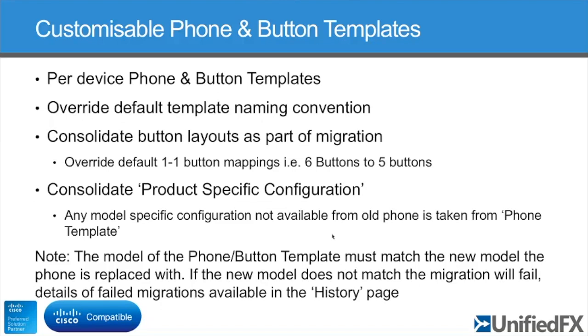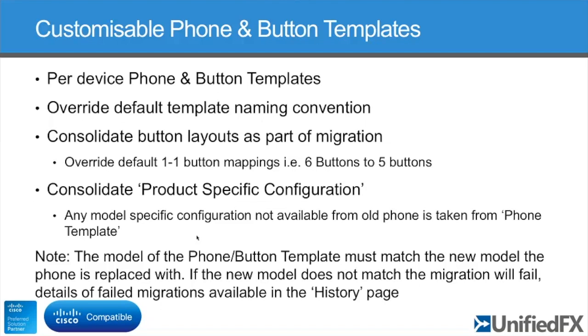Now, an important point, as I've got noted down the bottom here, is if you do specify a migration phone template or a migration button template, and when your actual migration happens the model of the new phone doesn't match the model of the phone or button template you specify, it will fail the migration. So that's a deliberate choice we've made because we could just fall back and generate one, but then if you've gone to the effort to specify a template, it would get confusing if we suddenly ignored it and did something else.